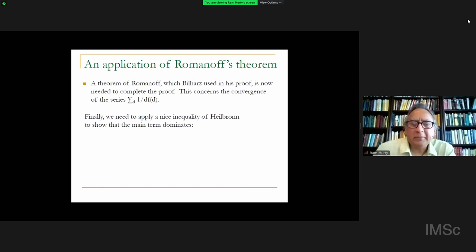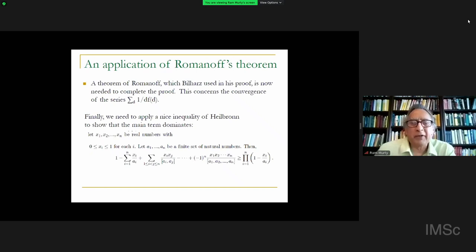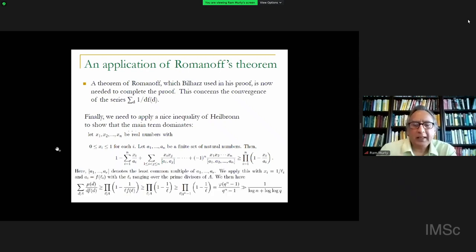finally an asymptotic formula, but now you have to analyze the main term. And in order to analyze the main term, there's a beautiful inequality of Heilbronn that we use. This says basically that if you have x1 to xn real numbers with 0 less than xi less than 1, and a1 to an are a finite set of natural numbers, then this inclusion-exclusion combination with the LCM of the ai's has a lower bound. We apply that in our context, and lo and behold, the main term is big. We just needed to show that the main term was big. And so the two error terms are small, the main term is big, and lo and behold, you get an elementary proof of the Artin conjecture over function fields without using any non-trivial quasi-Riemann hypothesis for the zeta functions over function fields.